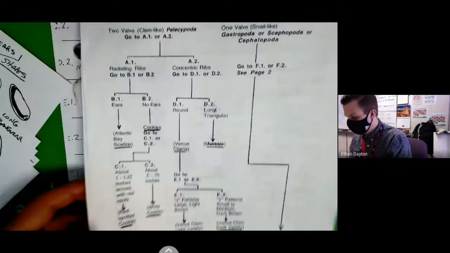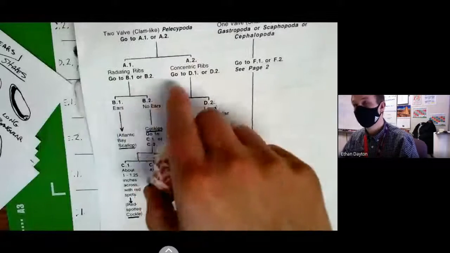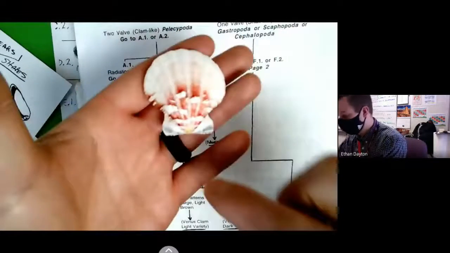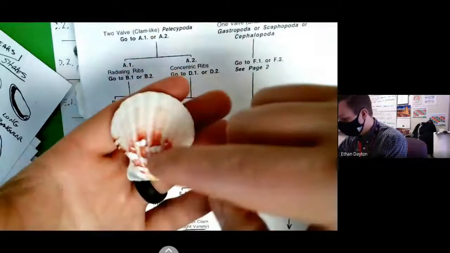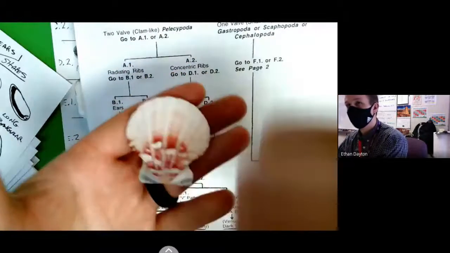Does it have radiating ribs or concentric ribs? This one should be easier, right? The ribs are running from here to here. Radiating or concentric, Sawyer?